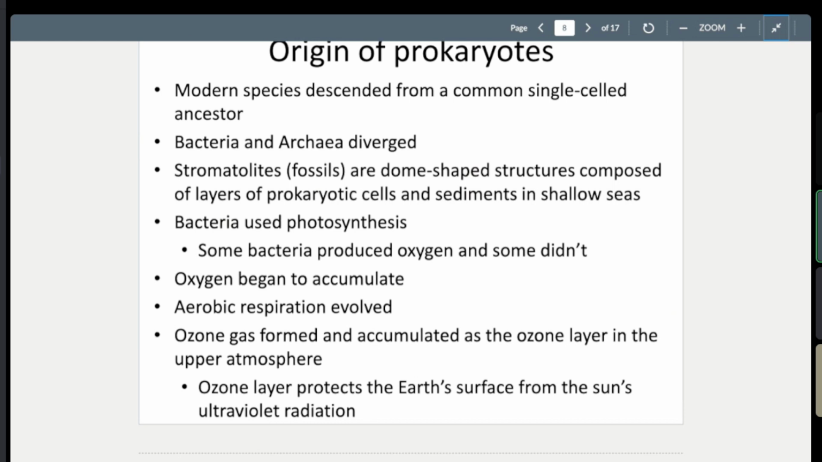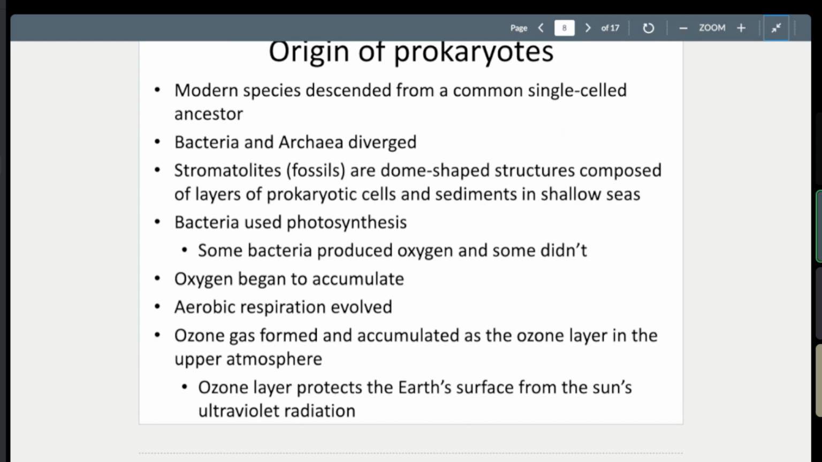So how did we get prokaryotes? Prokaryotes are our ancestors. Modern species descended from a common single-celled ancestor, which is prokaryotes. Those are known today as bacteria and archaea. You have stromatolites, which are fossils, dome-shaped structures composed of layers of prokaryotic cells and sediments in shallow areas. The bacteria used photosynthesis. Some produced oxygen and some didn't. Oxygen began to accumulate.